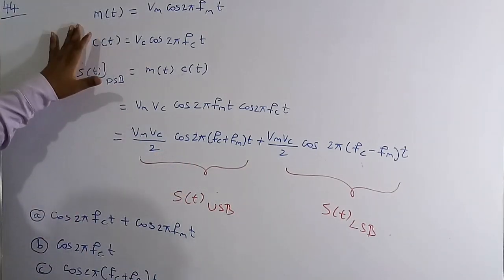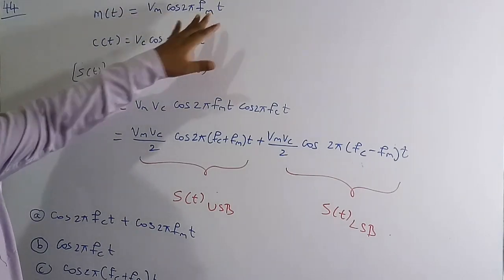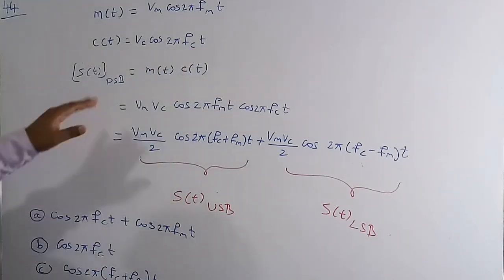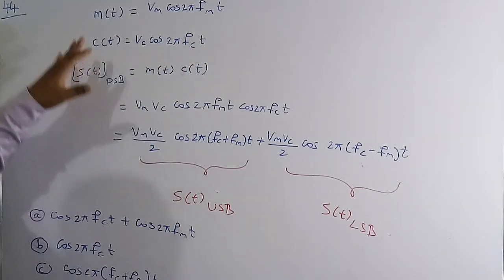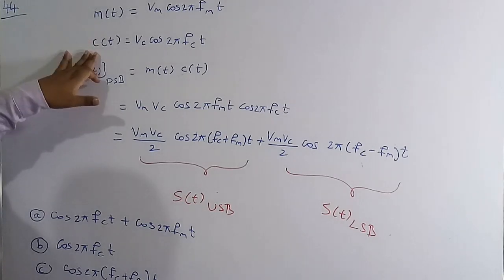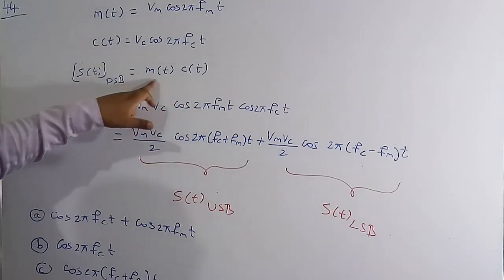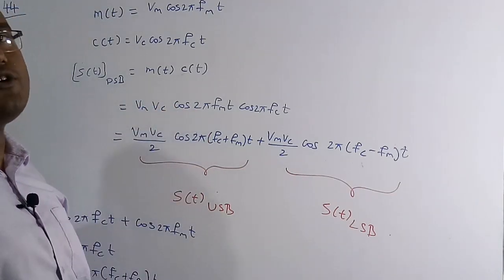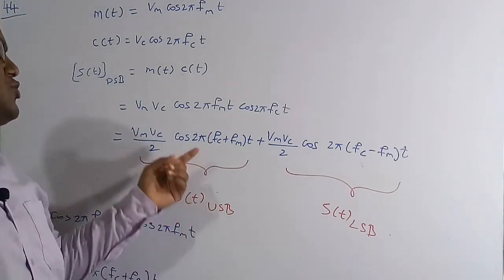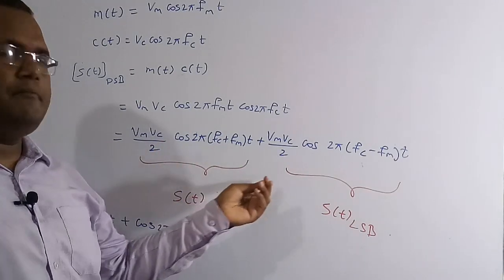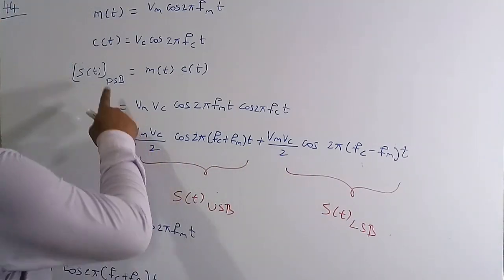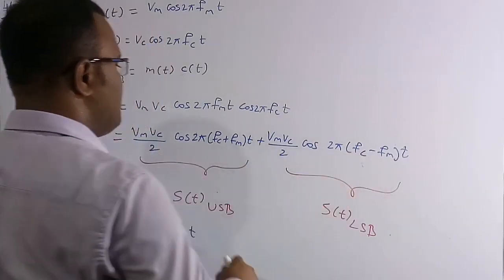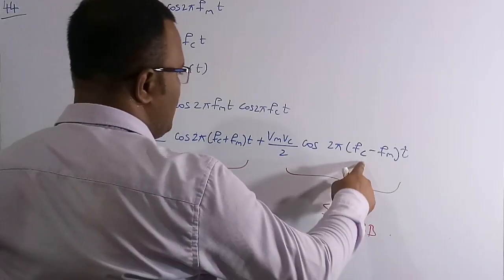See here, the message signal m of t is equal to Vm cos 2 pi fmt, and the carrier signal standard equation is Vc cos 2 pi fct. I already told you the S of t DSB can be produced just by doing the product of m of t and c of t. If it is the product of these two things, we are going to get this, and cos a into cos b is nothing but half of cos of a plus b plus cos of a minus b. By using this trigonometric formula I have made it like this. So this DSB is going to contain the frequencies fc plus fm and fc minus fm. This is the highest frequency and this is the lowest frequency.